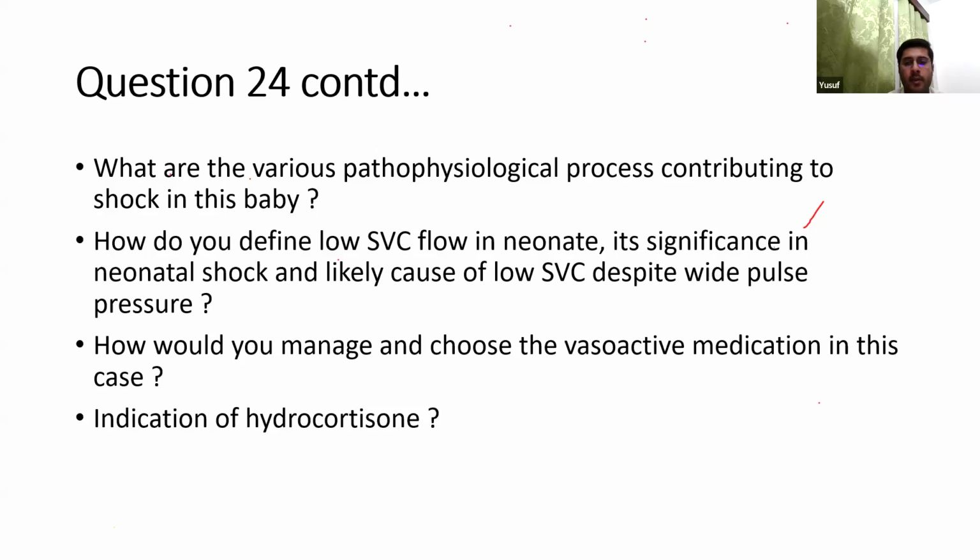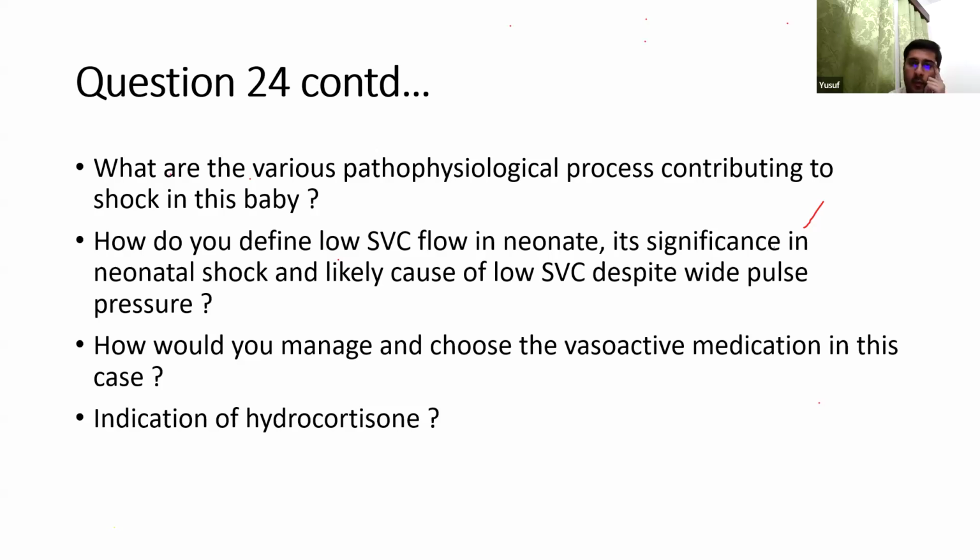As you know, in neonates there are shunts. These shunts are at the level of the PFO and at the level of the PDA. So the left ventricular output and right ventricular output cannot be determined nicely. The systemic flow can easily be assessed using SVC. Low SVC flow has been associated with low IVH and adverse neurodevelopmental outcome also. So SVC flow measurement is of paramount importance when you are doing a focused echo for a baby in shock.